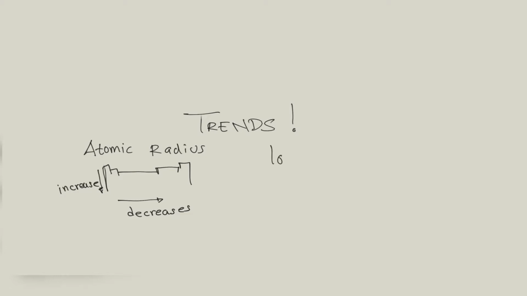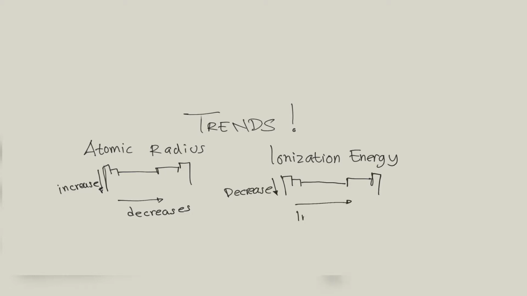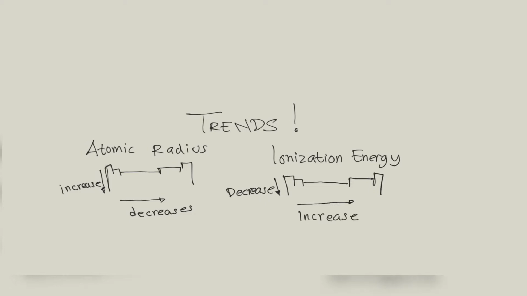The ionization energy is basically the flip side. It's gonna increase from the left side to the right side and decrease from the upside to the downside of the periodic table of elements.